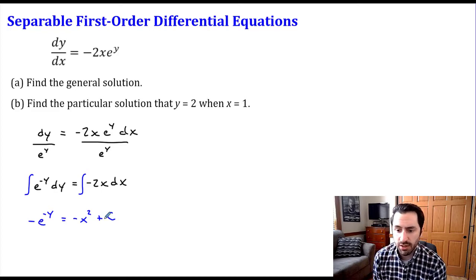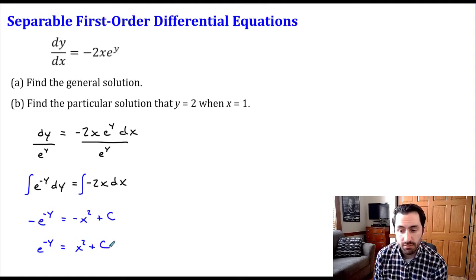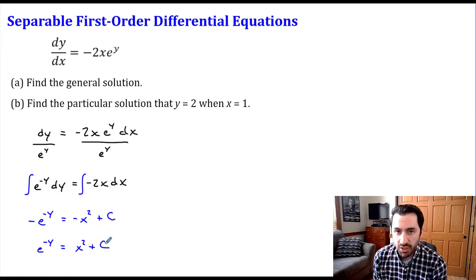The other thing I can do here is I have a negative on the left-hand side, a negative on the right-hand side, so why don't we multiply the entire equation by -1, just to make it a little easier to work with. So e to the negative y is equal to x squared plus c. And again, the constant is staying positive, even though I multiplied by -1, because the constant is arbitrary, multiplying by -1 is not going to change it.